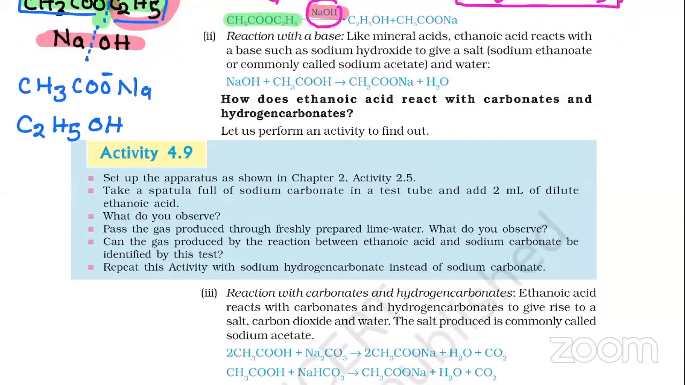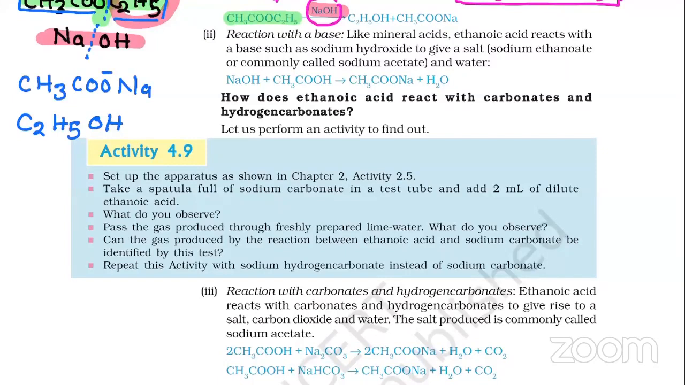Okay. The next question is reaction with base. So ethanoic acid reacts with a base such as sodium hydroxide and it will form a salt. So this reaction is again easy.